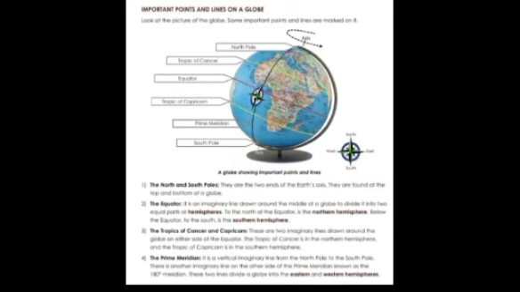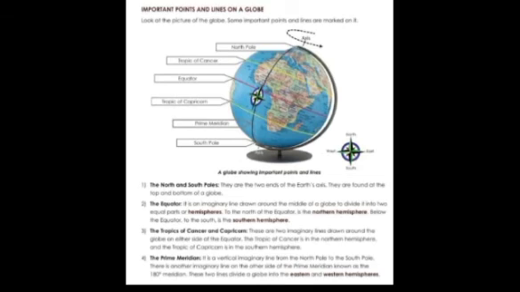Now we will discuss important points and lines on a globe. First is the North and the South Pole. They are two ends of the Earth's axis. They are found at the top and bottom on a globe. The top is the North Pole and its bottom is the South Pole.